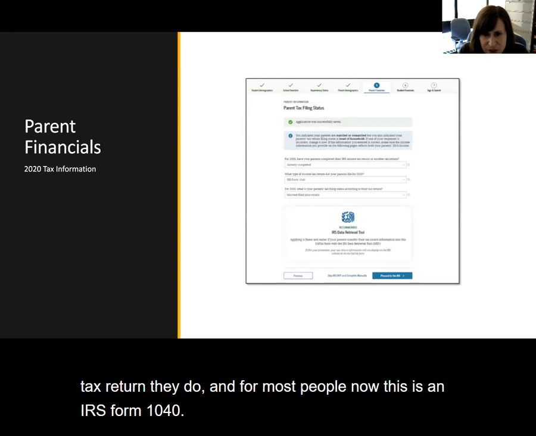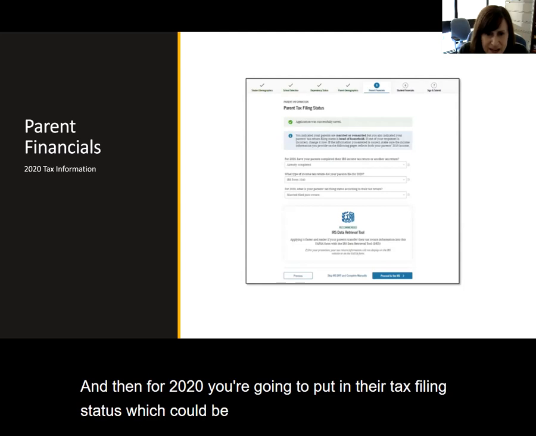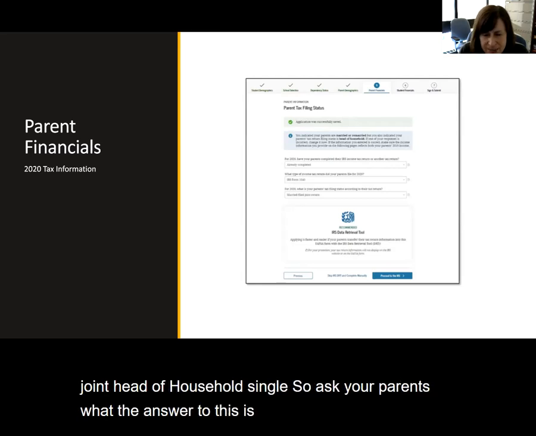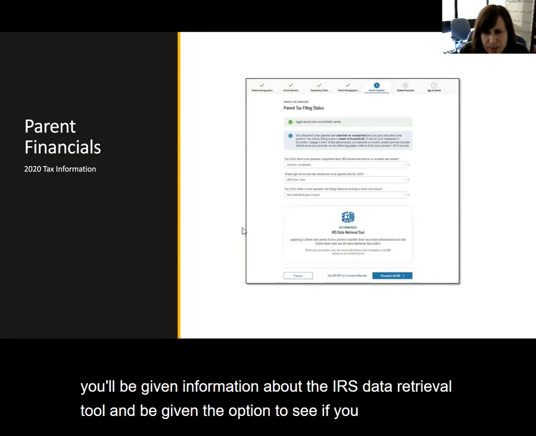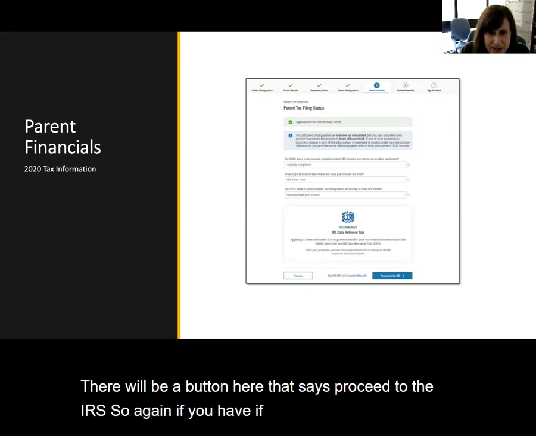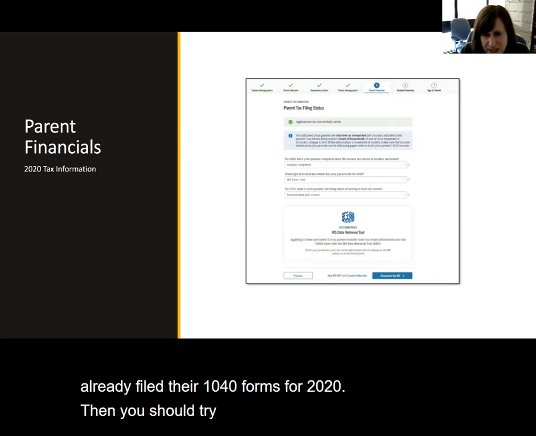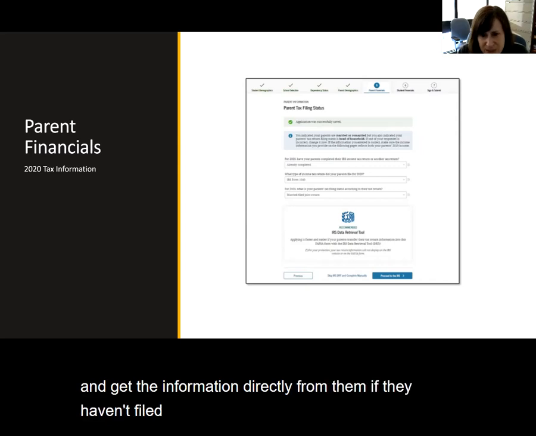And then for 2020, you're going to put in their tax filing status, some examples are married filing joint, head of household, single. So ask your parents what the answer to this is, and you'll plug that in. Then you'll be given information about the IRS data retrieval tool and be given the option to see if you can use that. So there'll be a button here that says proceed to the IRS. So again, if your parents have already filed their 1040 forms for 2020, then you should try to use the IRS data retrieval tool and get the information directly from them. If they haven't filed yet, then this will not be an option for you.